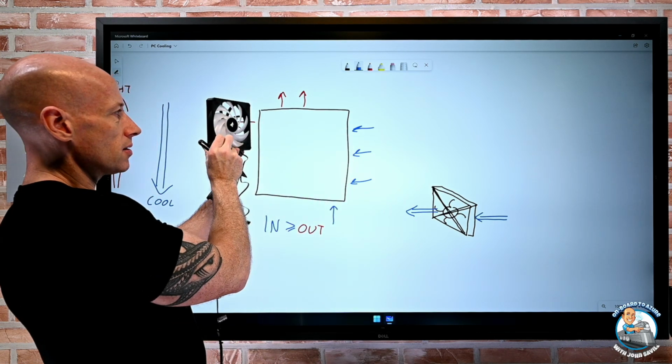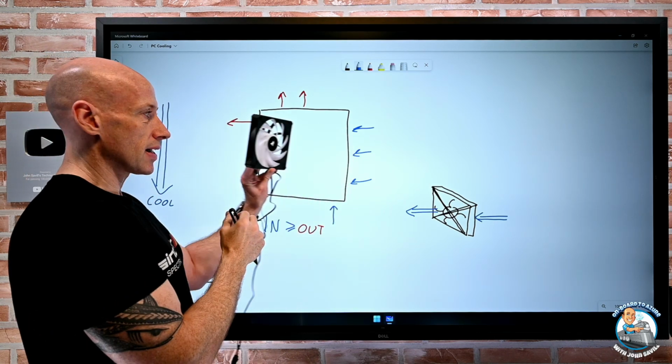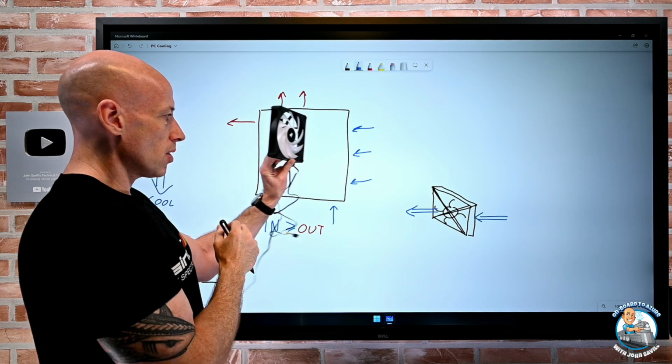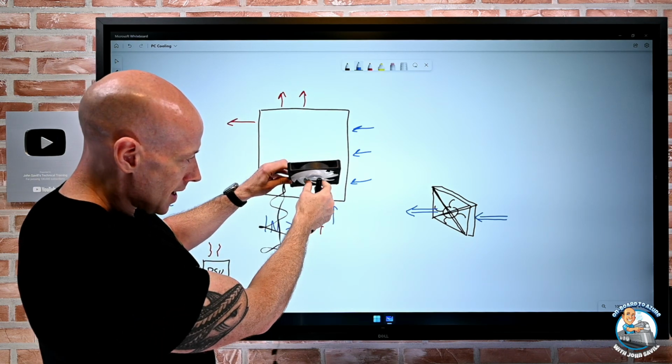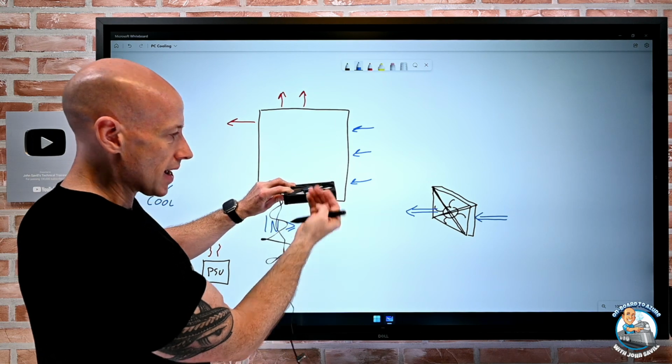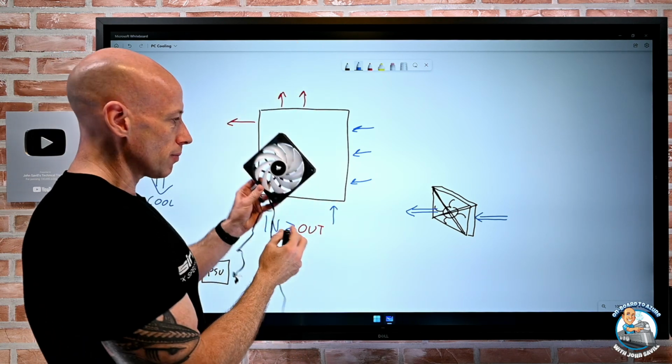On this side, the nice side would be facing inside the case, so I'm going to get that same airflow. On the bottom, the nice side is facing out to bring the air in. And I'm going to exhaust up the top.